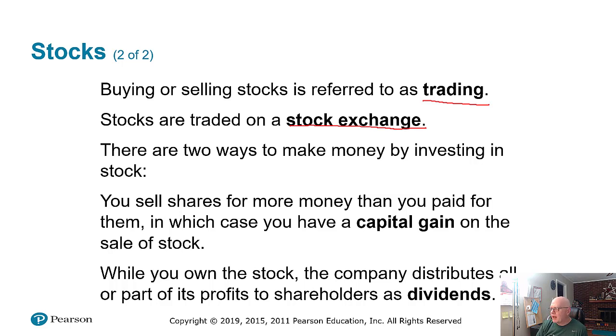There's two ways you can make money. If you sell shares for more than you paid for them, that's called a capital gain. That's a gain, but you only have it when you sell the stock, assuming you gain. While you own the stock, typically a good company distributes some of the profits to the shareholders. Those are called dividends. So at the end of every year or fiscal year, when they have their profits determined, they'll send the stockholders some money.